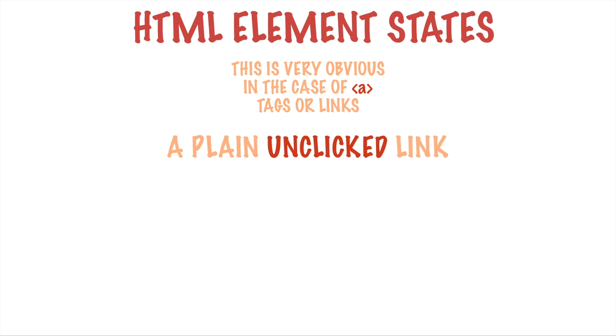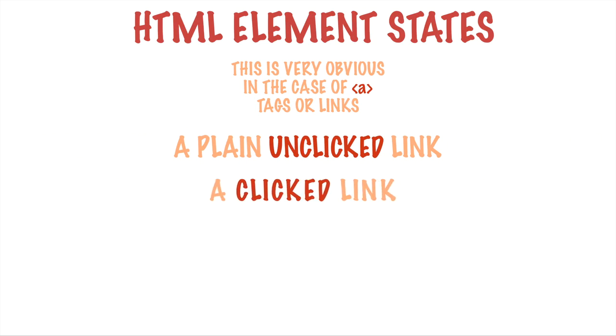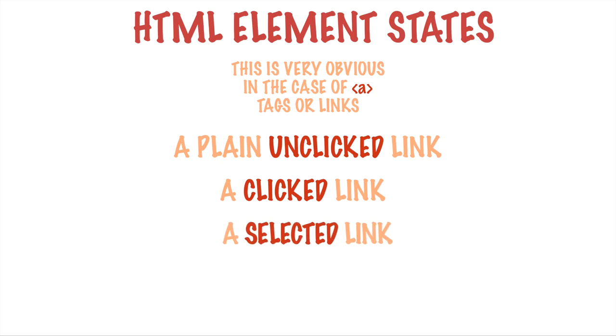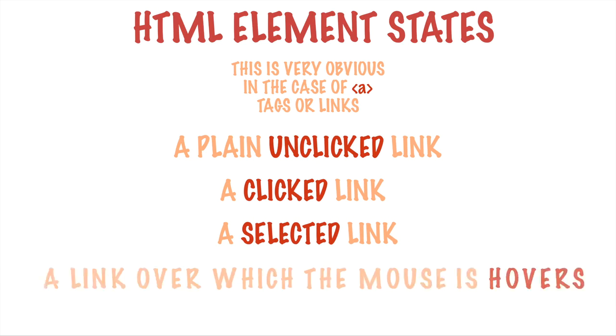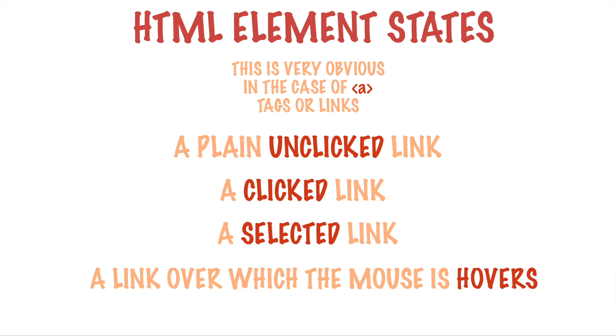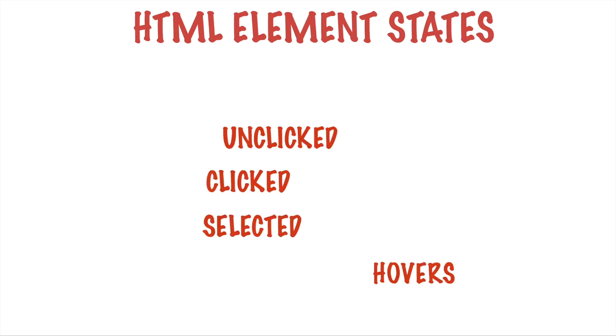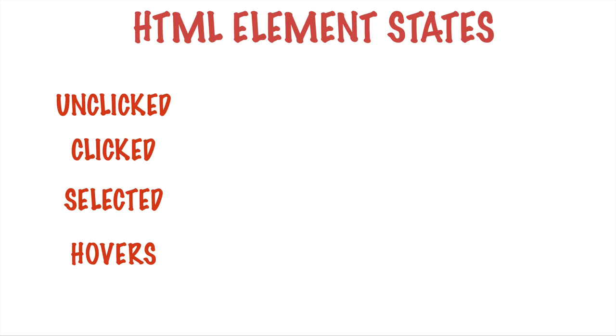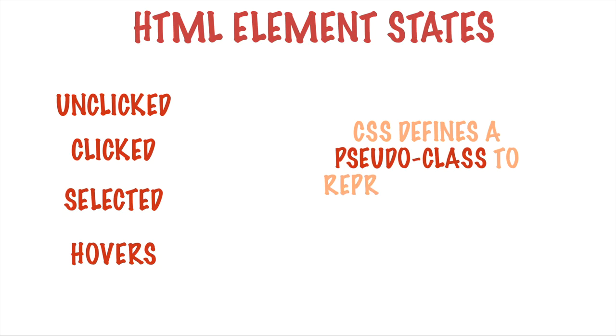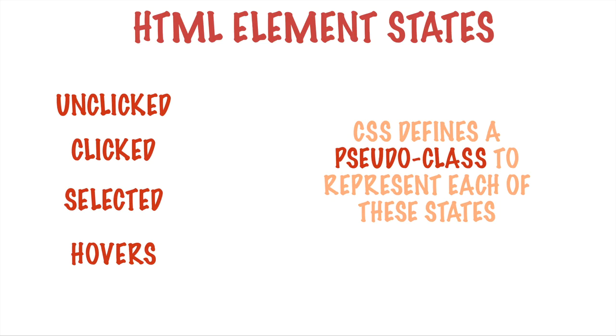The link might just be sitting there unclicked, or it's possible that you've clicked on the link. It's also possible that you have selected a link, and lastly, it's possible that you've positioned your mouse hovering over the link. Every one of these represents a distinct state of the HTML element, and CSS very kindly defines a pseudo class to represent each one of these states.